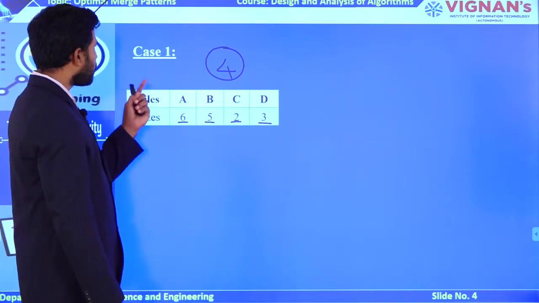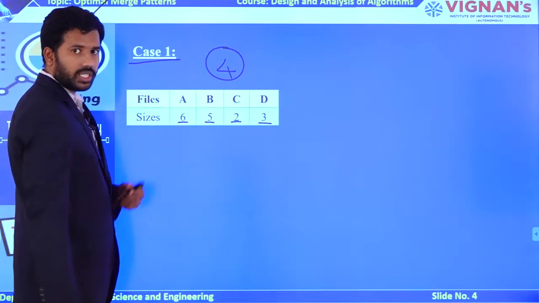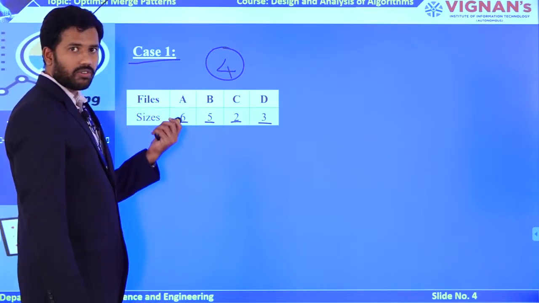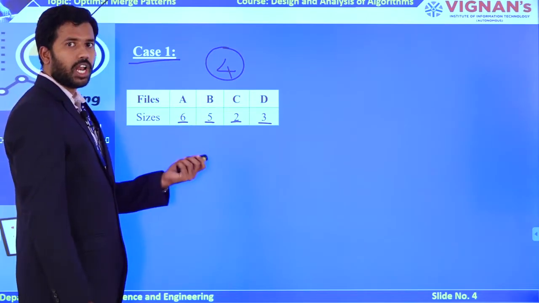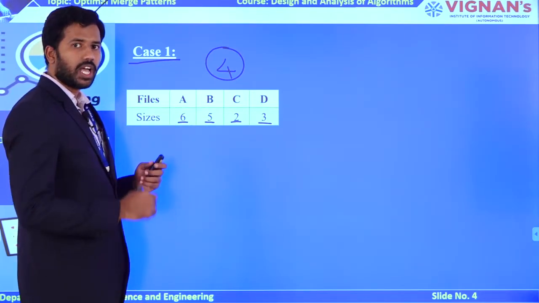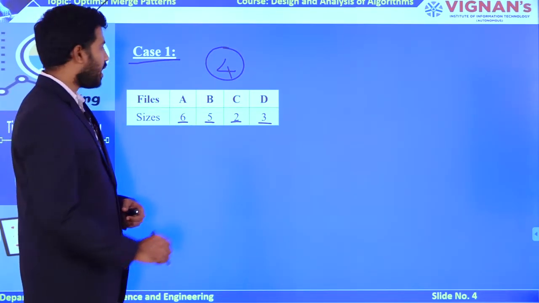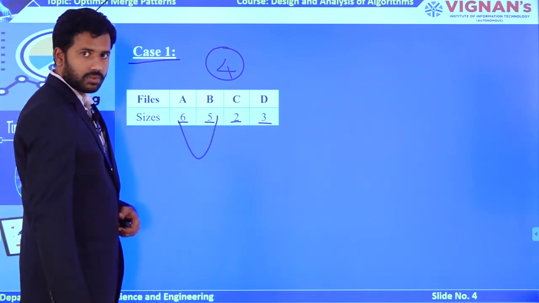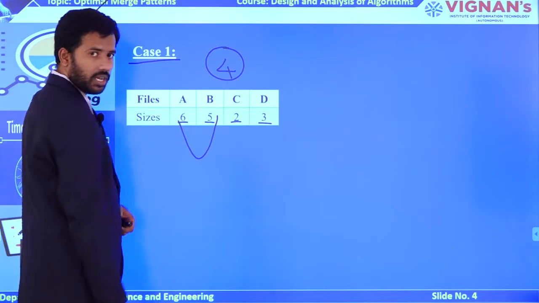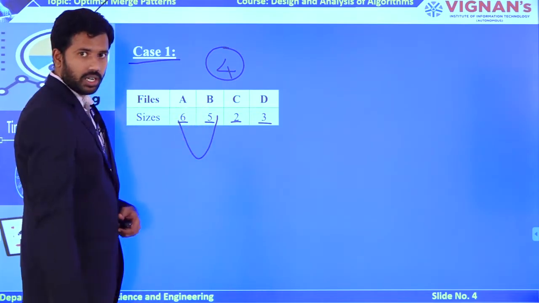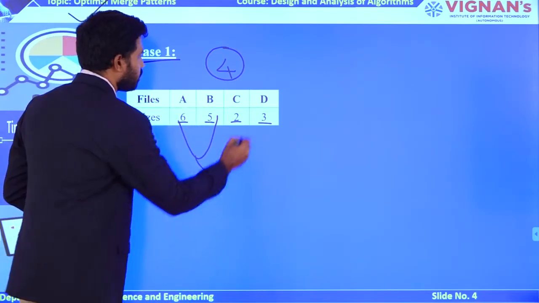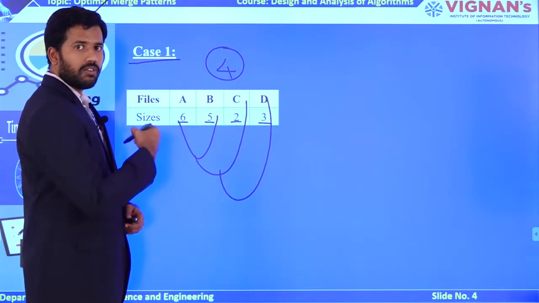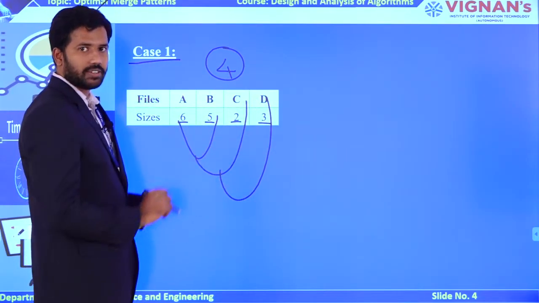Now let us understand this case. In case 1, I am merging these 4 input files A, B, C, D in a linear way. With the linear approach, initially I will merge A and B. If I merge A and B, ultimately I will get one merged file. That will be merged with C, and that will be merged with D. So I am merging the files from left to right in a linear way.